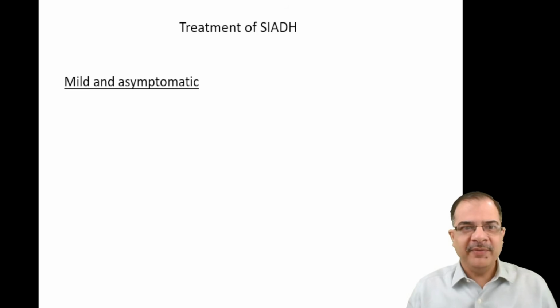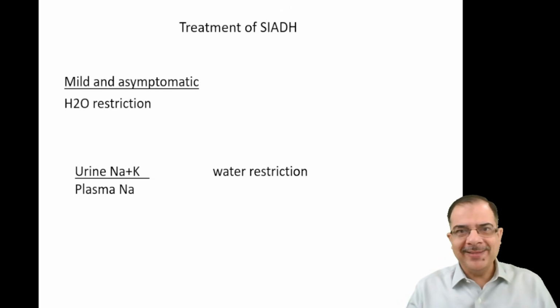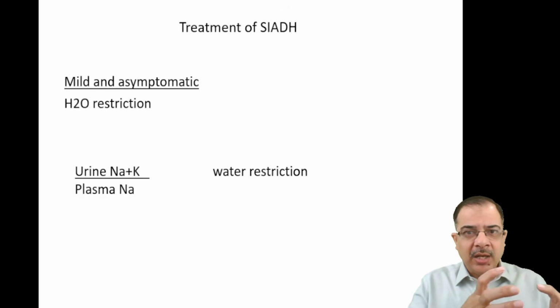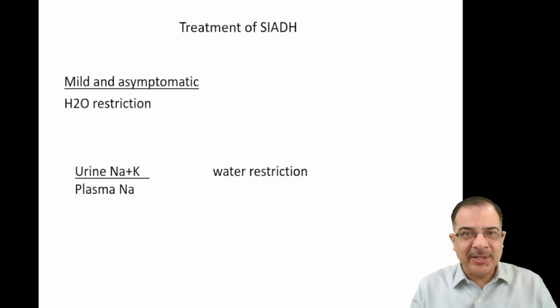Now, what is the treatment of SIADH? If the patient is having mild and asymptomatic disease, water restriction is done. Now, how much water restriction is done for a case of SIADH? This is important for medicine PG residents, not on an OPD basis, but in the IPD ward. So, how much water should be restricted? That depends on a very important ratio. This ratio is urinary sodium plus potassium divided by plasma sodium. That indicates how much electrolyte-free urine is being excreted from the patient's body.